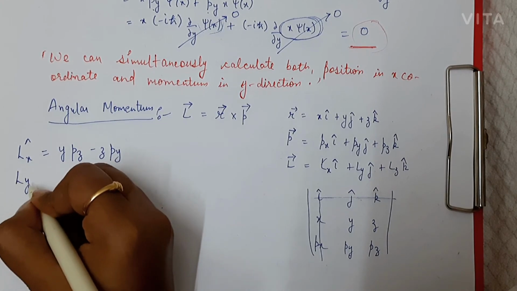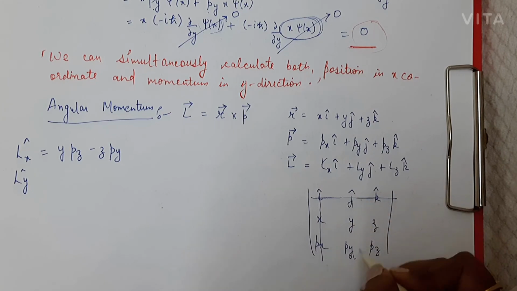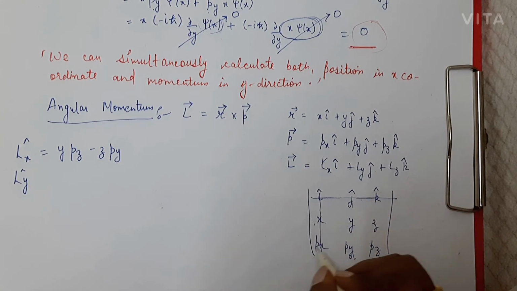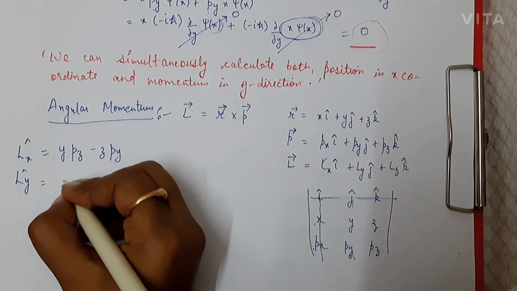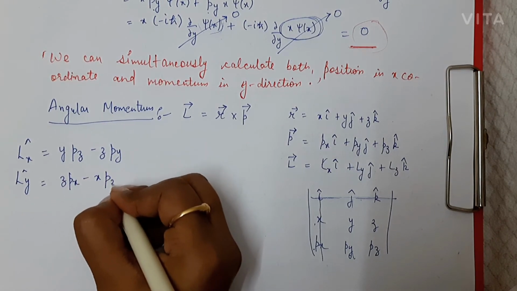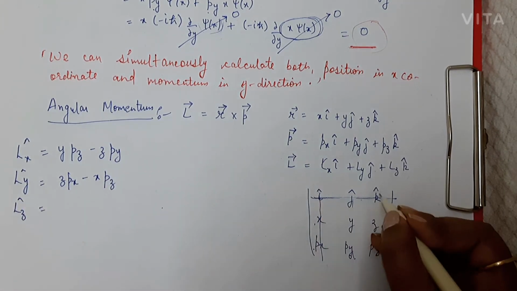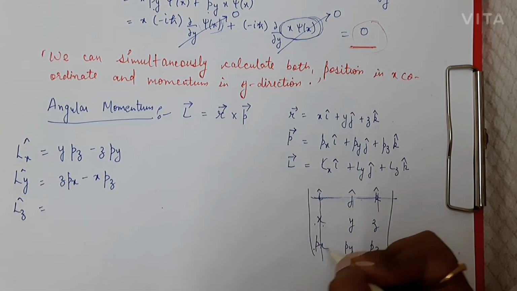For ly, you ignore this one and this one, and you will get x pz minus z px. So it is z px minus x pz. And similarly Lz would be, ignoring this one and this one, x py minus y px.